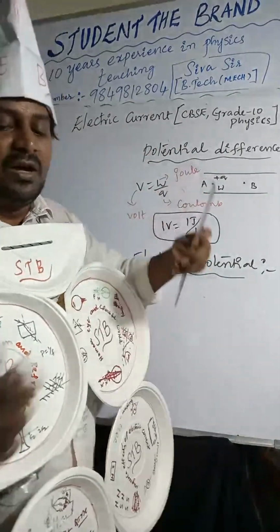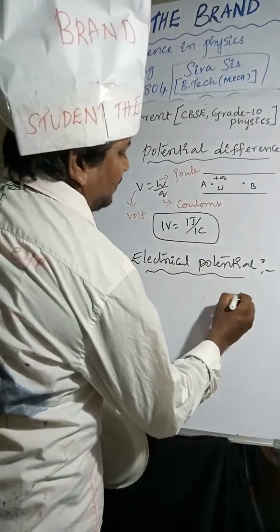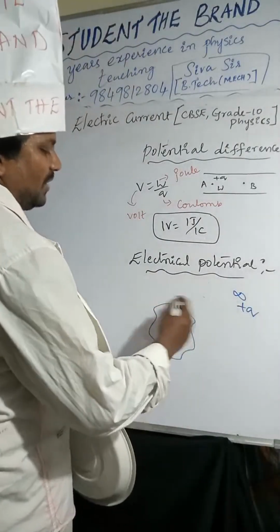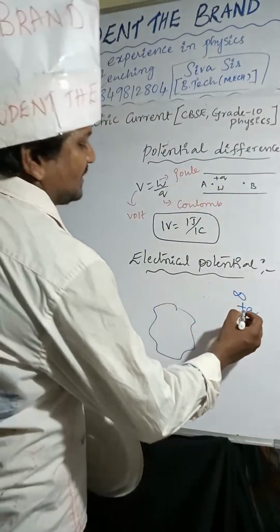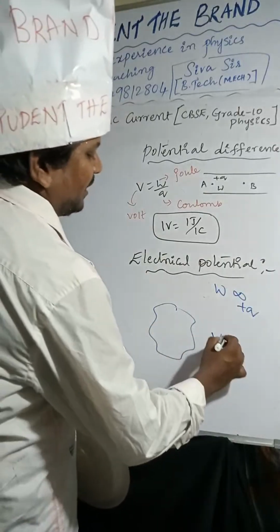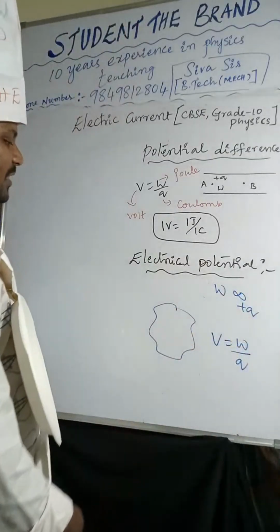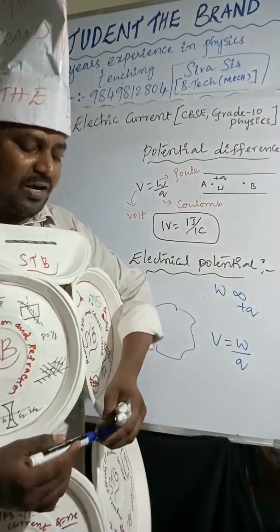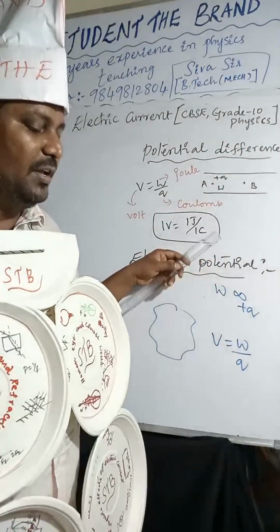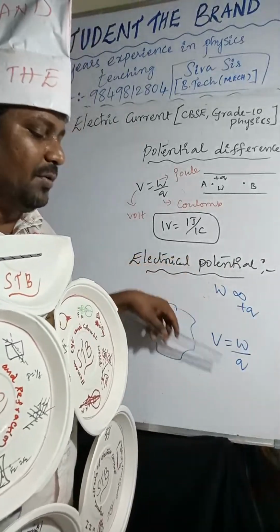Whereas, if the work is done to bring, I am taking this as the infinity. This is the infinity, and I am taking a positive charge. This is the required field. So we are doing some work to bring the positive charge from infinity to the required field. So V equal to W by Q.